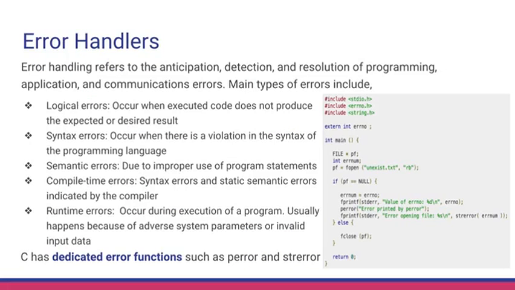Handling errors refers to the anticipation, detection, and resolution of errors in programming applications. Main types of errors include logical errors, syntax errors, semantic errors, compile-time errors, and runtime errors. The logical, syntax, and semantic errors usually put pressure on the programmer. It's about how efficient we as programmers can be when writing our code. And C also has dedicated error functions such as perror or strerror.